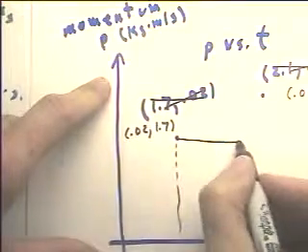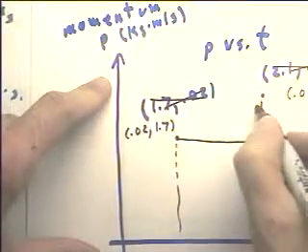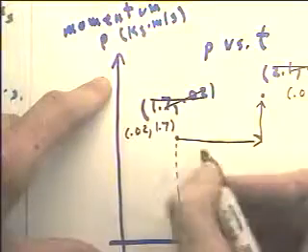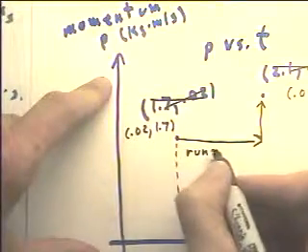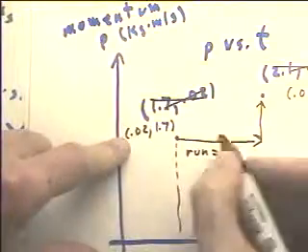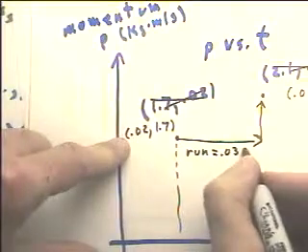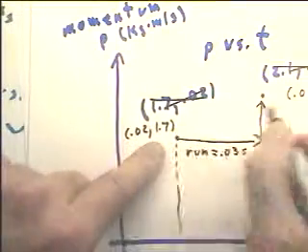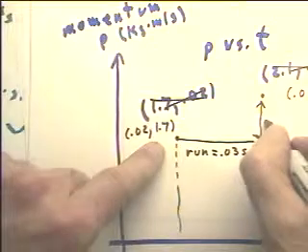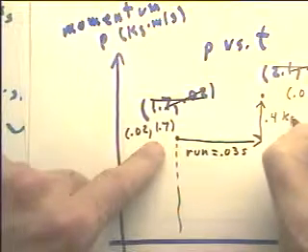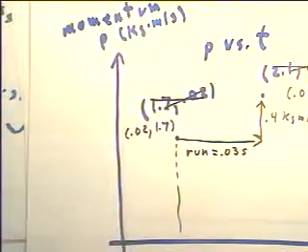Let's interpret the rise and run of the graph. The run, as we can see, goes from 0.02 to 0.05, gives us 0.03 seconds. The momentum from 1.7 to 2.1 is 0.4 kilogram meters per second.